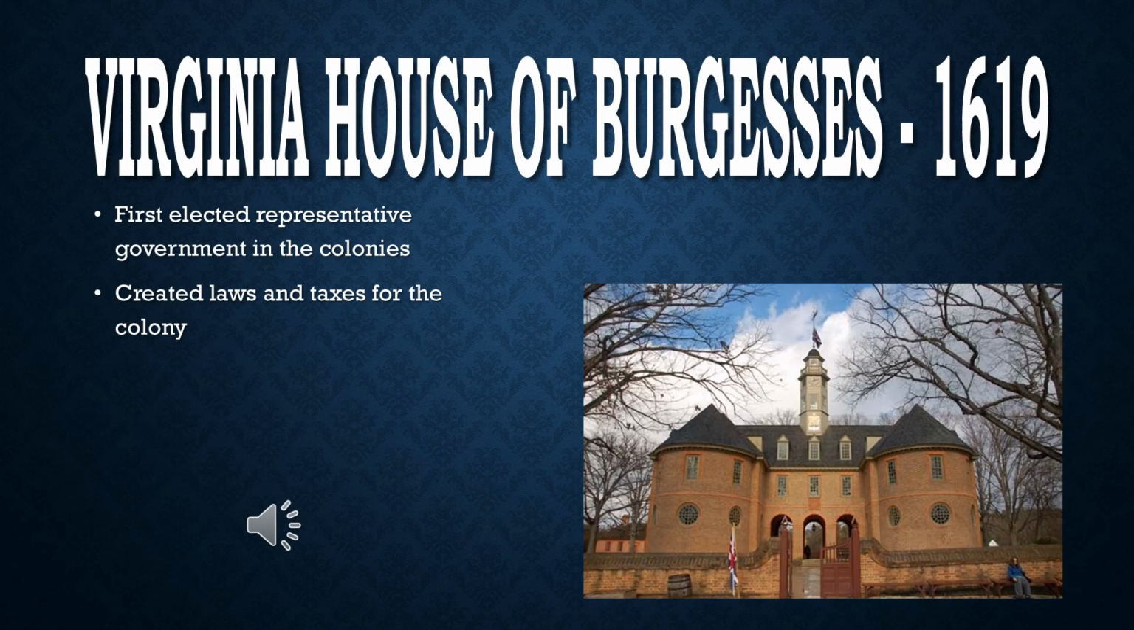All right, a few thousand miles away from England, in the colonies, we're starting to see this representative government, this idea of it, building in the colonies. So in 1619, with the creation of the Virginia House of Burgesses, this is where we see our first elected representative government in the colonies. They're the ones that are going to create the laws and taxes for that colony.